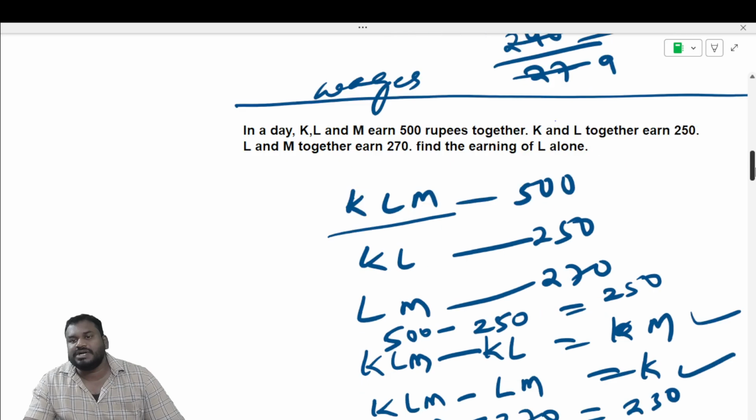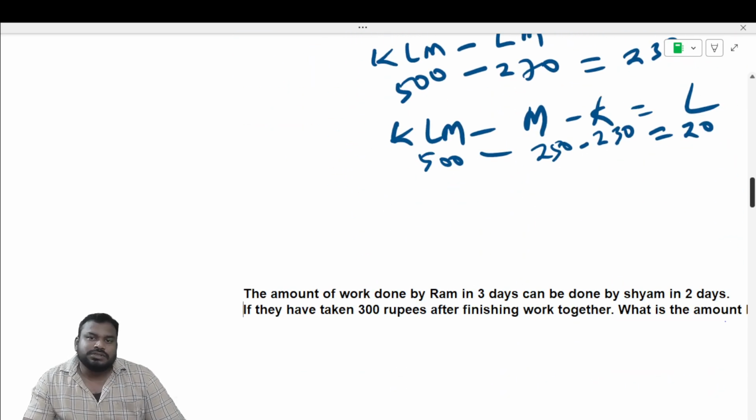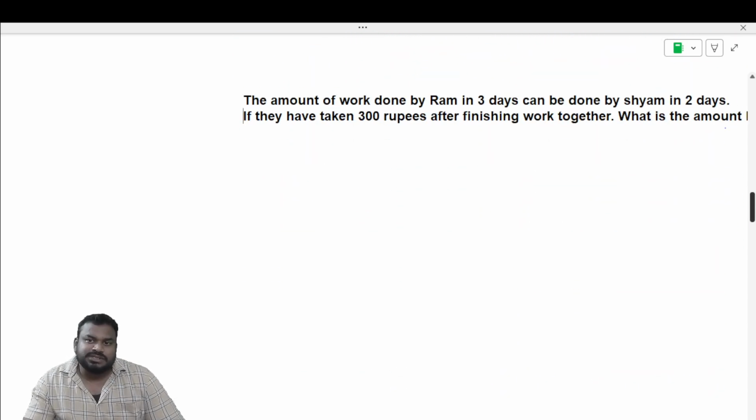Like this you can find out L alone. Like this some questions will be given. These are simple questions only, but if you know how to solve them, then it will become easier.